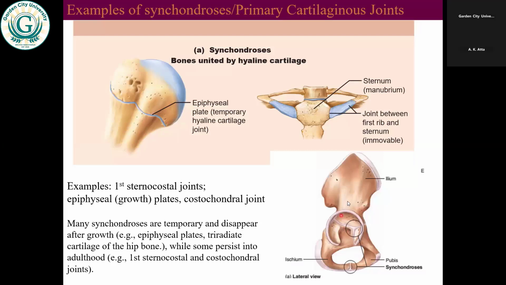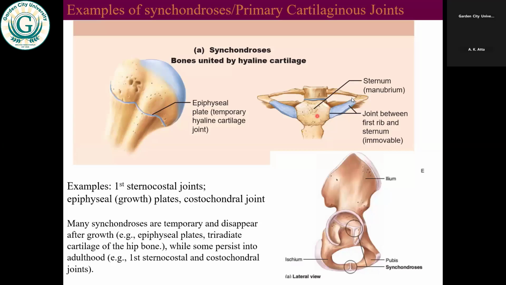Then remember the hip bone. We said that it's made up of three bones fused together: the ilium, the ischium, and the pubis. So at the acetabulum, you see them fused together. This Y shape thing here is actually a hyaline cartilage, uniting the three bones together.